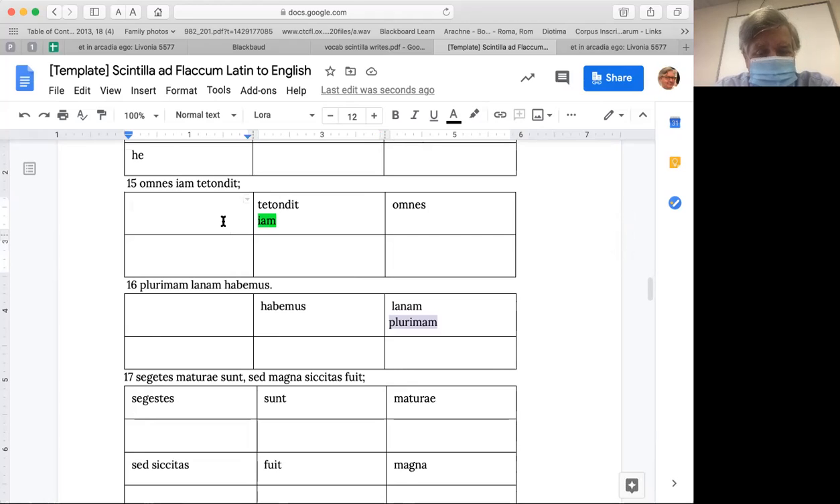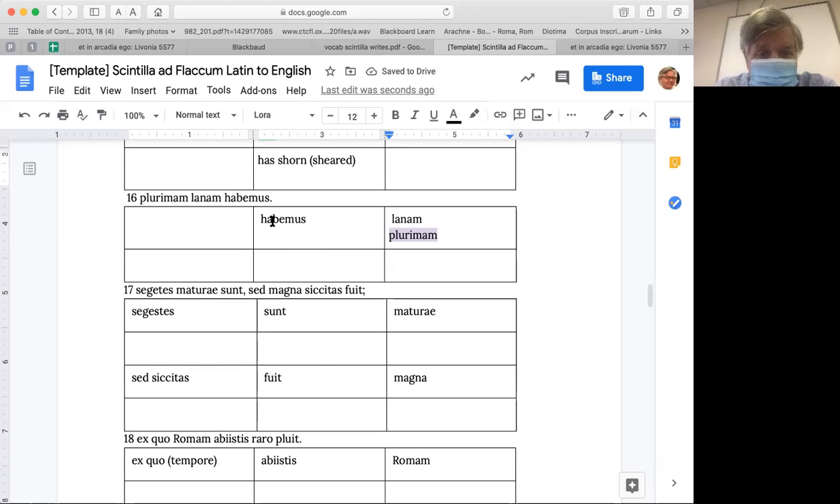So he, again, is the subject. Tetondit, has shorn. It's your big chance to say the past tense of "shear"; you could also say "sheared" if you want. The older past tense is "shorn." He has shorn almenes, meaning the oves. Okay, oves. All the oves.